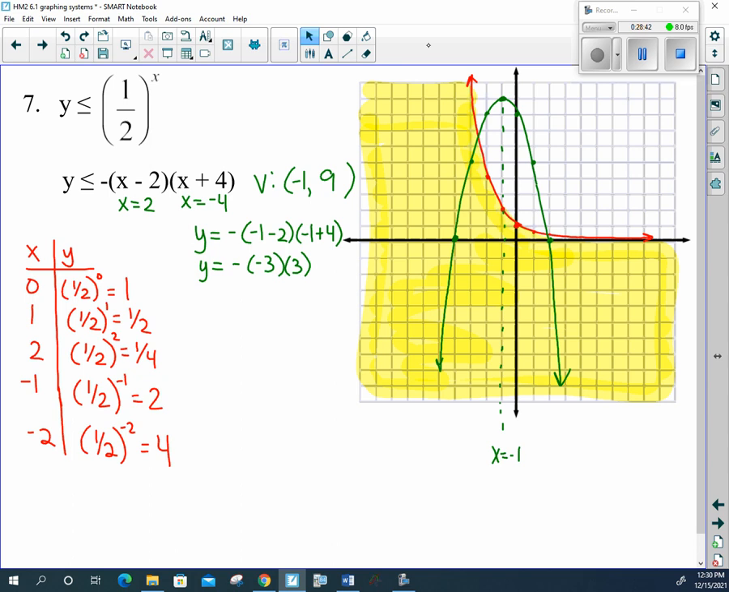And this says y is less than. So less than our parabola is going to shade inside our parabola. So we're shading inside our parabola here. And then once again, the green part is the final answer.